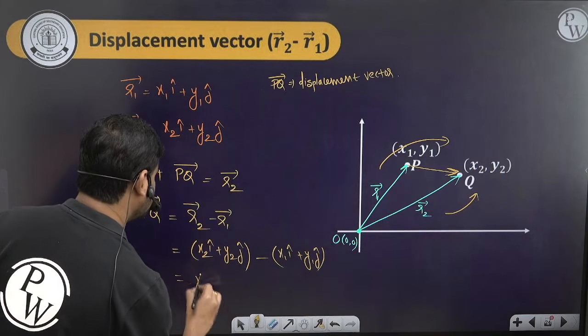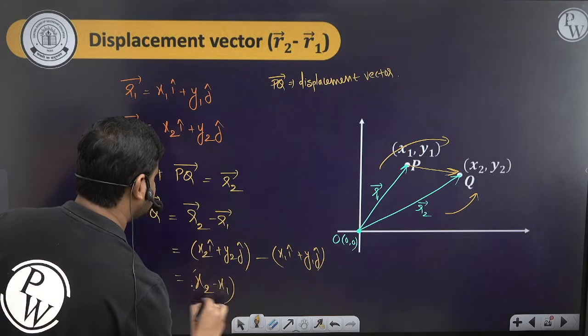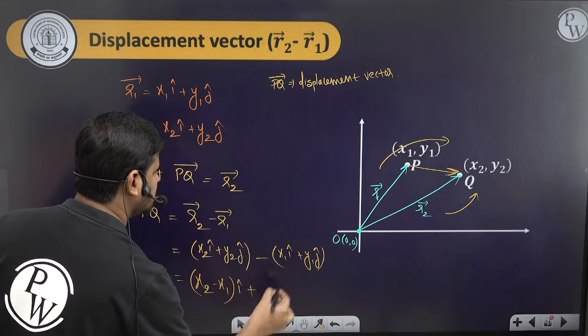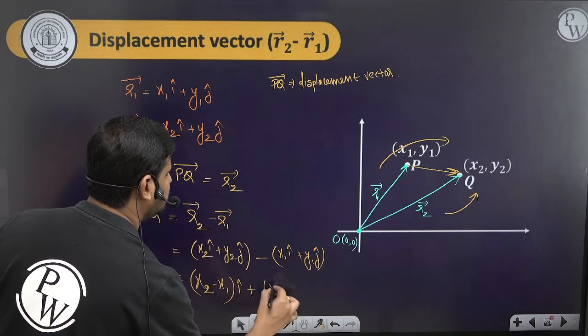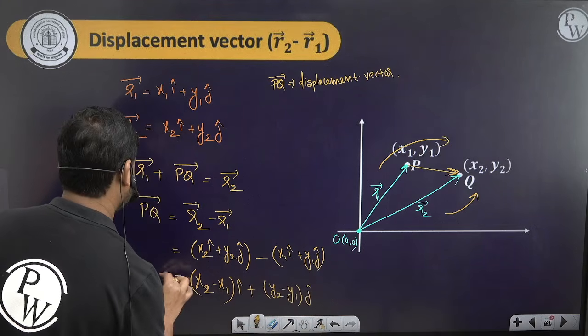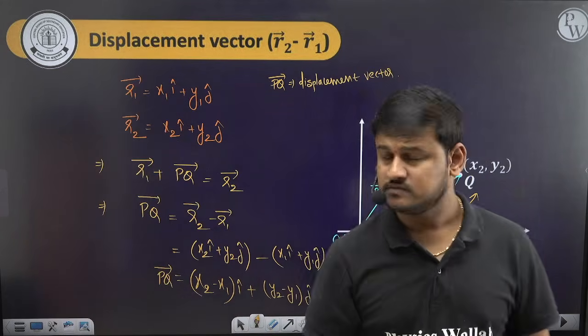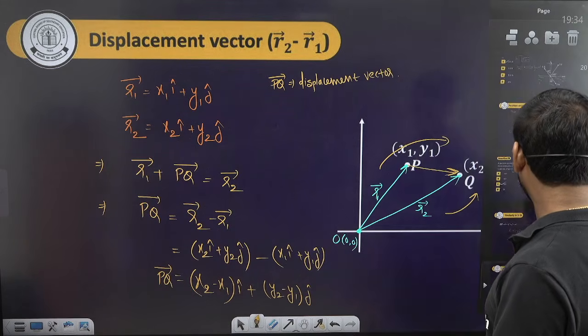But from the triangle law, how can you relate it? That's what I am showing here. So (x2 minus x1) i cap plus (y2 minus y1) j cap. So this is the displacement vector PQ. That's it. Clear? Chalo, let's take one question.